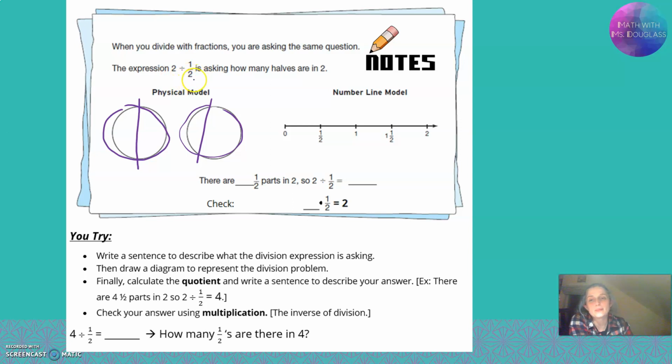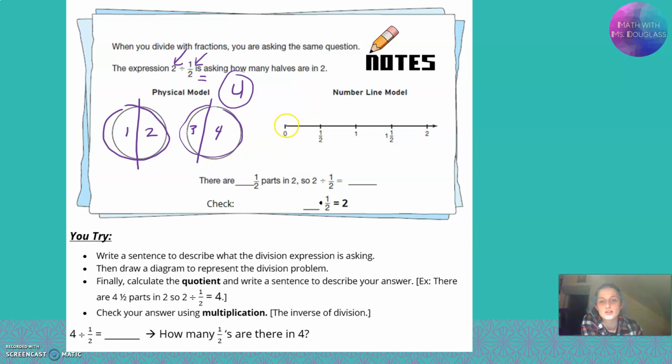When you see a division problem, the answer is how many groups the size of this are in this. Okay, well, I have 1, 2, 3, 4 half-size pieces in 2. Oh, my answer is 4. Pictures don't need math symbols.